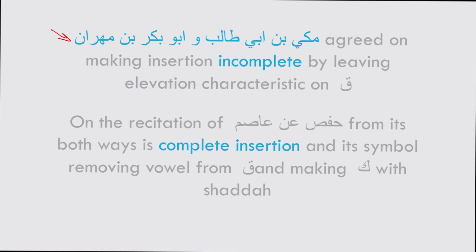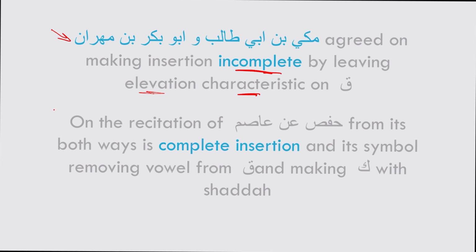Sheikh Makki bin Abi Talib and Abu Bakr bin Mahran, these two scholars, agreed on making the insertion incomplete by leaving the elevation characteristics of qaf, like nakhluqkum, the same as the insertion for the incomplete insertion, so we have to leave the elevation for qaf, then complete with the kaf sound like it's normal, as they follow the point of view that it is impossible to insert completely two letters, one of them heavy into the other one, which is the light.